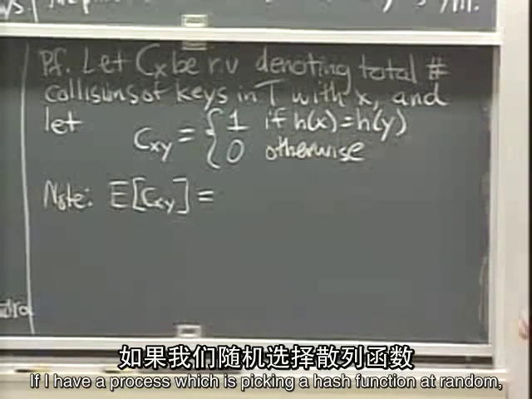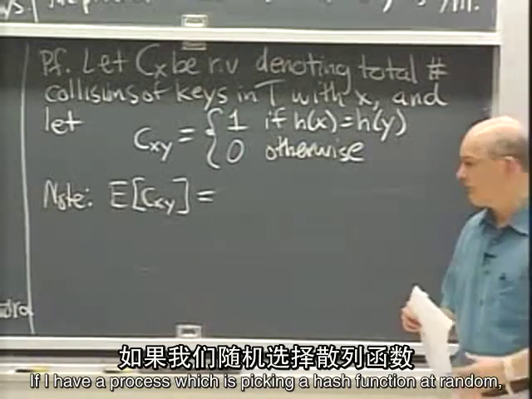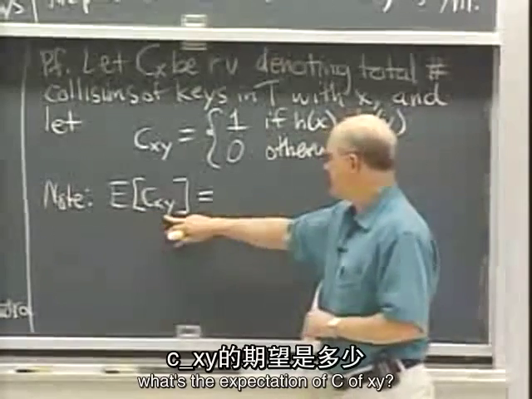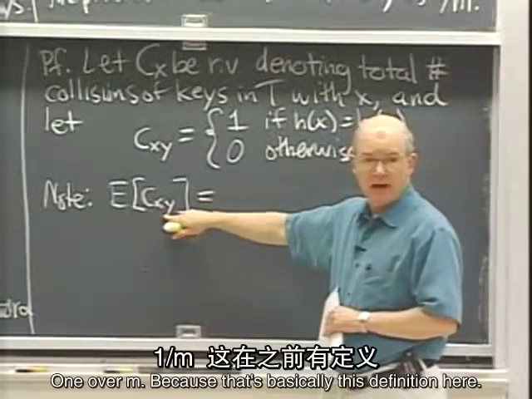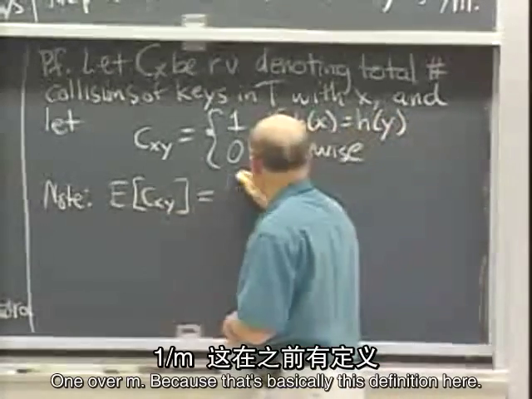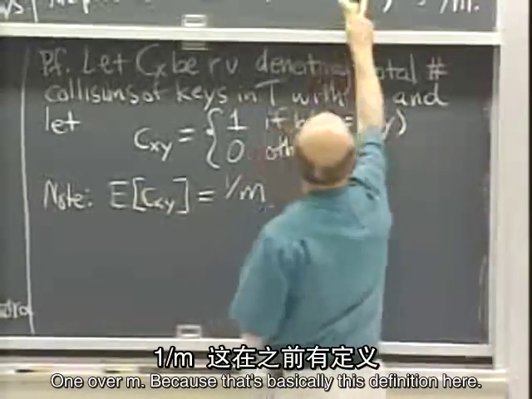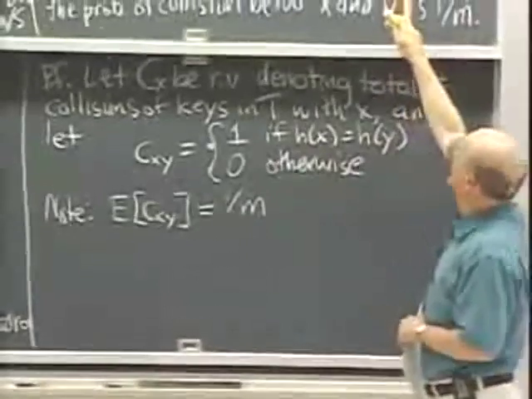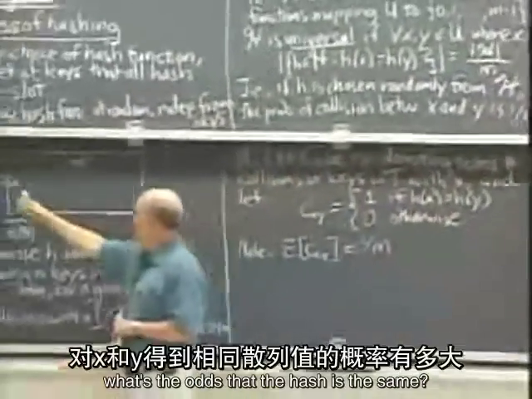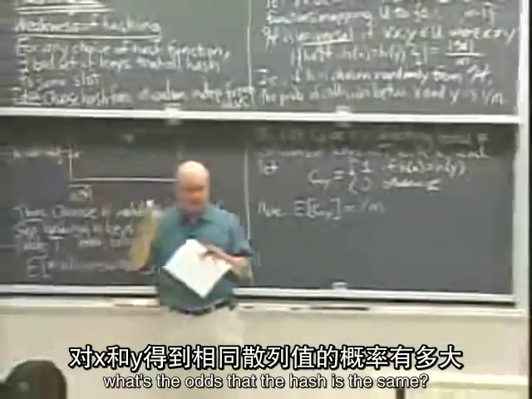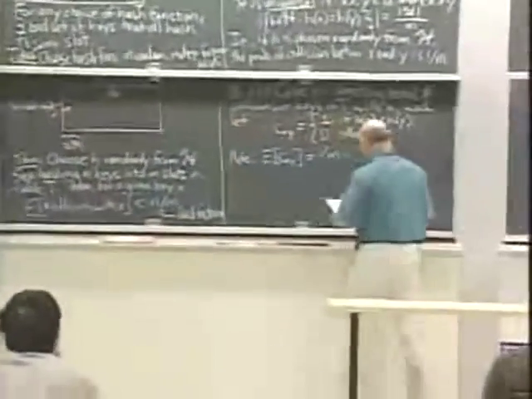Okay, if I have a process which is picking a hash function at random, what's the expectation of c of xy? 1 over m, okay, because that's basically this definition here. In other words, I pick a hash function at random, what's the odds that the hash is the same as 1 of m?